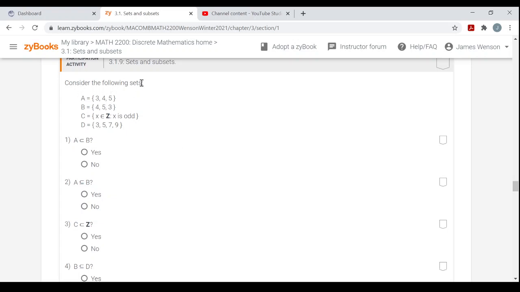So consider the following sets. A equals the set with 3, 4, and 5 as elements. B is the set with 4, 5, and 3 as elements. C is the set of odd integers, all the integers that are odd: 1, 3, 5, 7, 9 going that way, and -1, -3, -5, -7, -9 going that way. That's an infinite set. And D is the set with elements 3, 5, 7, and 9.